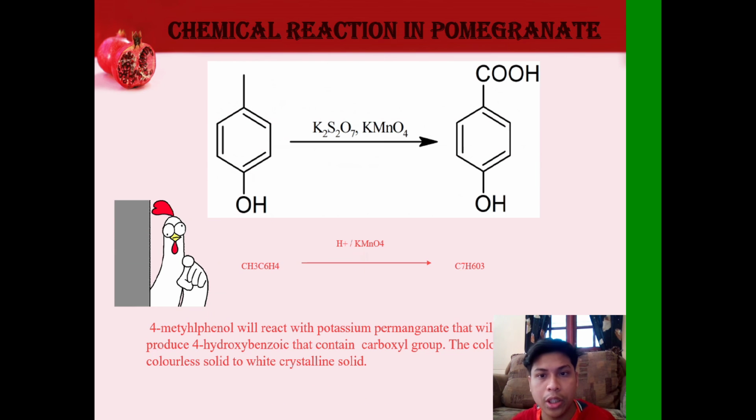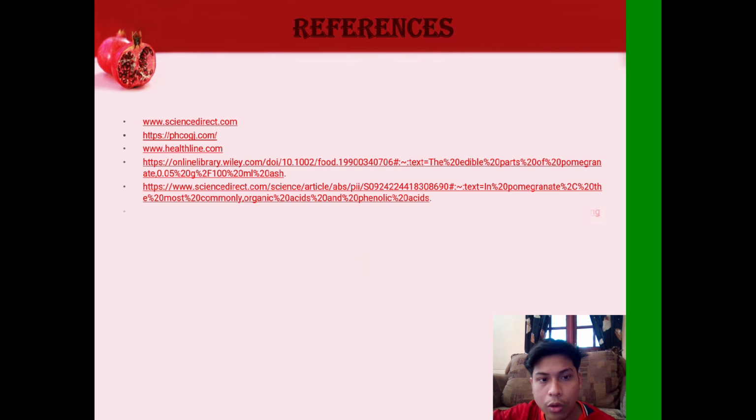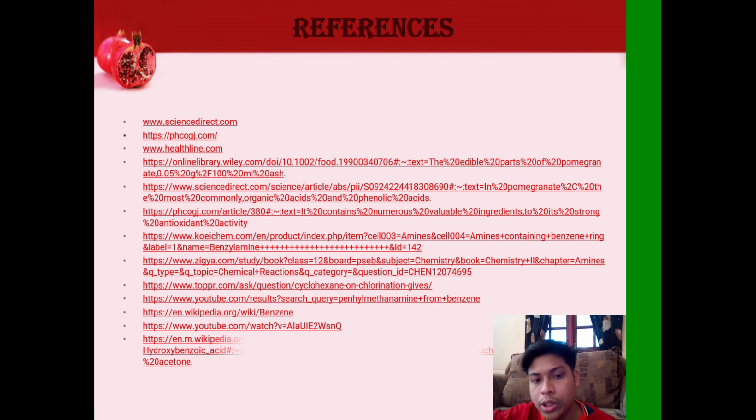For example, as a chemical reaction related to pomegranate, 4-methylphenol will react with potassium permanganate and undergo oxidation to produce 4-hydroxybenzoic acid that contains a carboxyl group. The color changes from a colorless solid to a white crystalline solid. So here are our references used when doing this assignment.